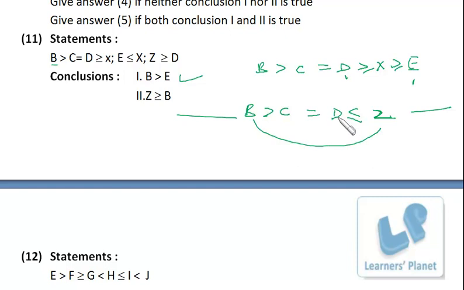At max what can happen? D is equal to Z. If D is equal to Z, then B will be greater than Z. But if D is less than Z, then we don't know how much less. So it's an open end, and this is also an open end. So direct comparison between Z and B is not possible. So only conclusion 1 is true.